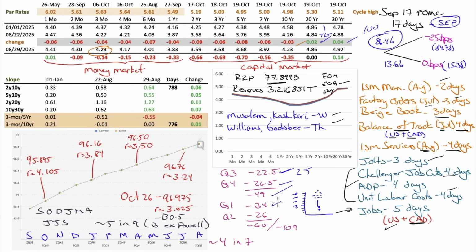Q1, another 34. Q2, 26, a 60 here. 2 in the first 6 months, 109. That's about 4 cuts in 7 meetings. Jumping out to October 2026, we're at 96.975. Implied rate of 3.02, 130 basis points down. And what I've done down here is I put the months of meetings: September, October, December, that ends this year.